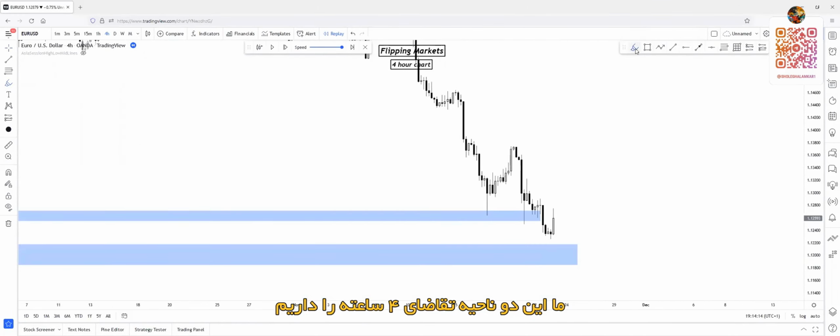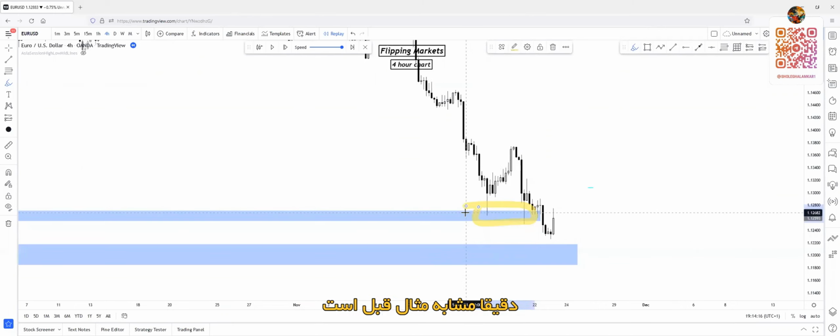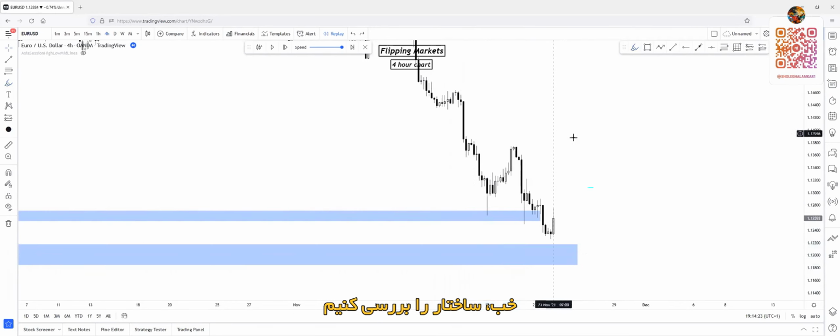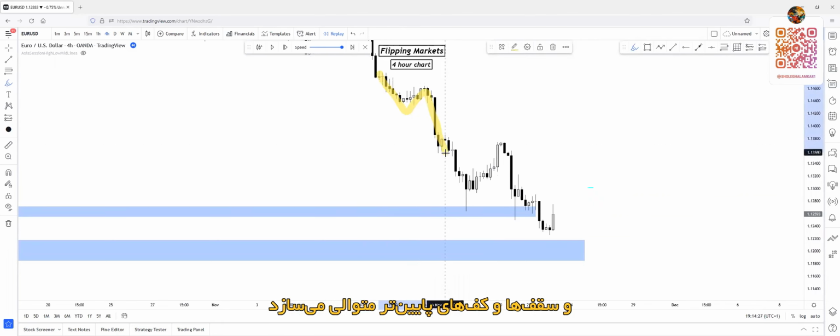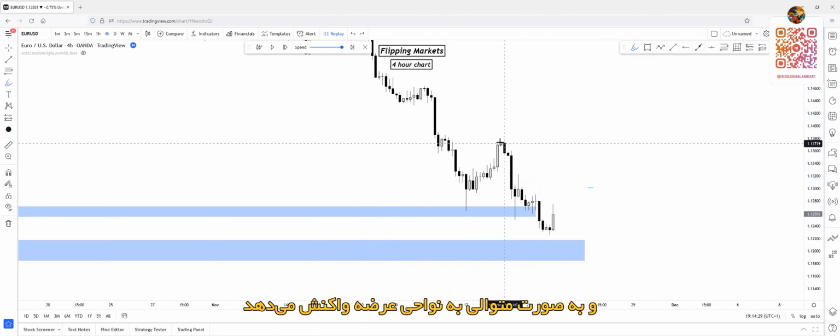We have these two 4-hour demand zones marked out again, just like in the previous example, so I won't show you that again. Okay, let's map out our structure. As you can see, price is moving in a downtrend, creating a series of lower lows and lower highs, and price is respecting its supply zones over and over again.